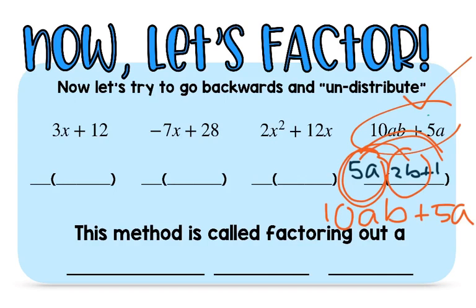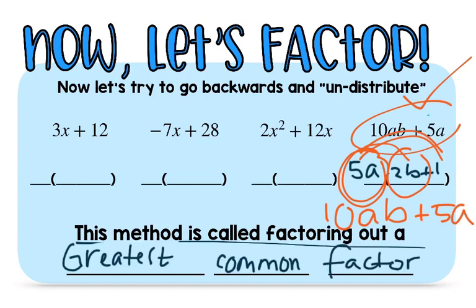Again, so this process where we find the greatest common factor and take it out is called factoring out a GCF, which stands for greatest common factor. We say greatest because it's the biggest possible thing that can come out. We say common because it has to come out of all the terms, not just one of them or two of them. And factor because we are technically dividing it out of everything.